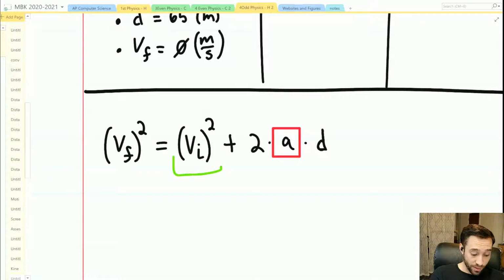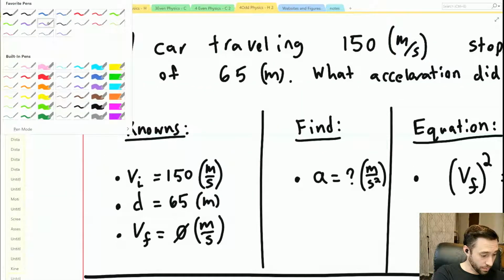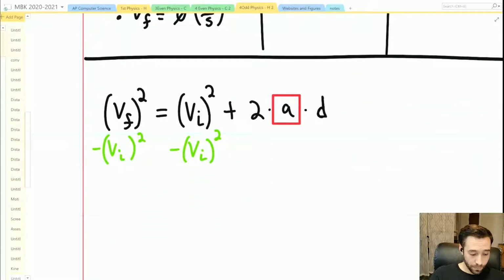Now, since this term and this term are added together, in order to get rid of the v sub i squared, I have to subtract v sub i squared. And I do that on both sides of the equal sign. So this would be minus v sub i squared. Is everybody okay with that? Oh, I apologize. I'll move back down in a second. So it will cancel on this side. And then I'm going to rewrite the expression.